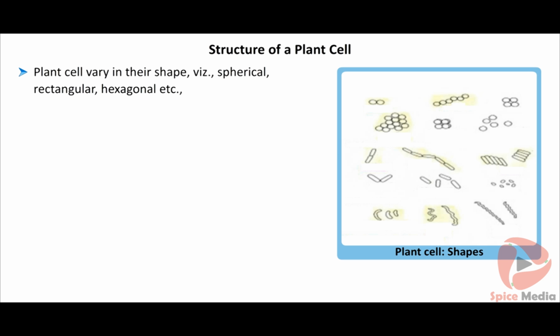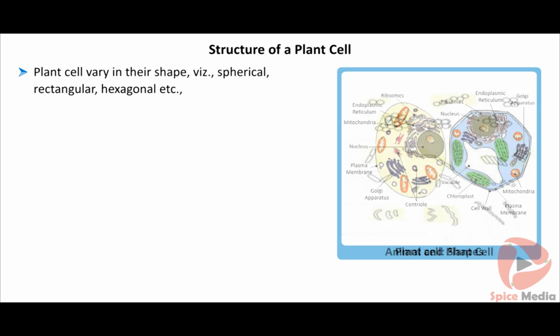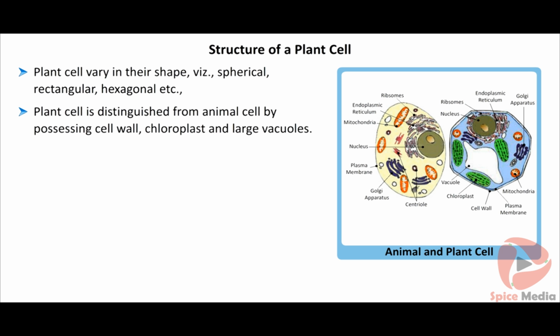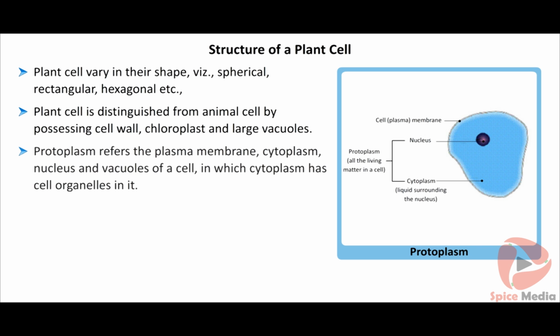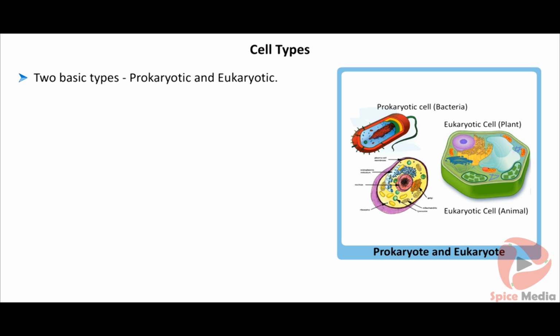Plant cells vary in their shape with spherical, rectangular, hexagonal, etc. Plant cell is distinguished from animal cell by possessing cell wall, chloroplast, and large vacuoles. Protoplasm refers the collection of plasma membrane, cytoplasm, nucleus, and vacuoles of a cell in which cytoplasm possess cell organelles, namely chloroplast, mitochondria, etc. There are two basic types of cells, namely prokaryotic cell and eukaryotic cell.